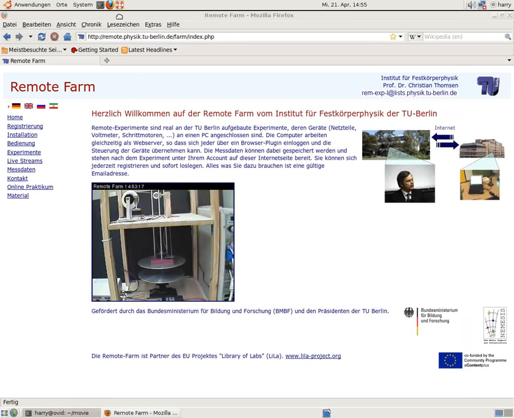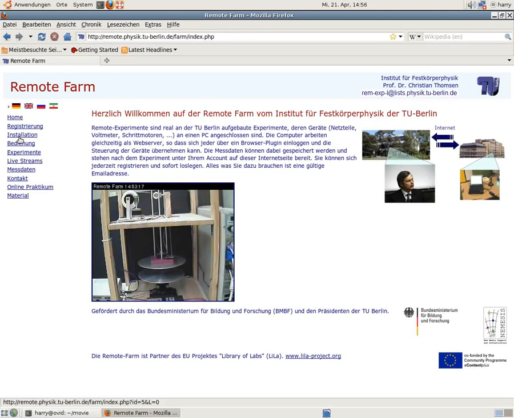Hi, I'd like to show you a small example of our experiments at the remote farm at the Berlin Institute of Technology. What you see here is our website, and on the left side there's a menu with certain features like help on installation and how to register.